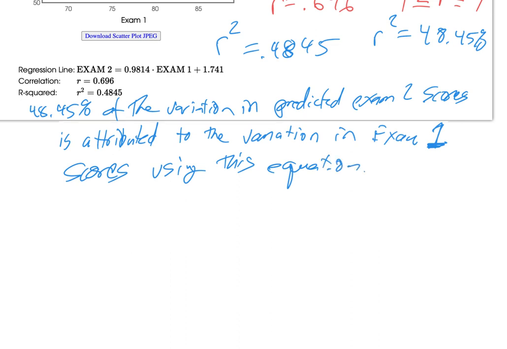All right. So 48.45% of the variation in predicted exam scores is attributed to the variation in exam 1 scores using this equation. Then 51.5% of the variation in exam score for 2 is attributed to something else, not related to exam 1 using this equation.